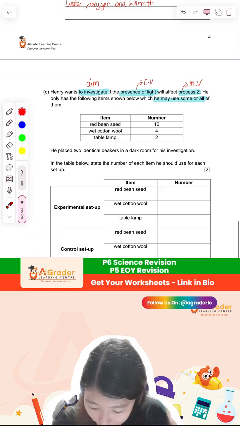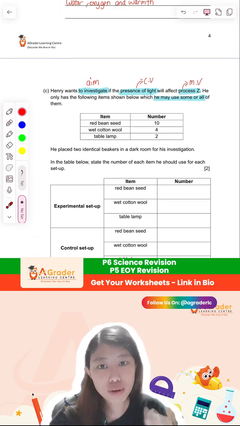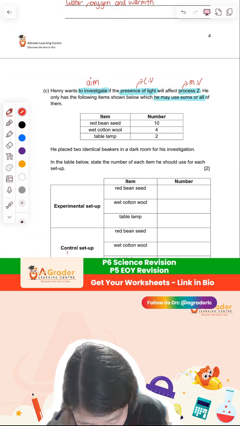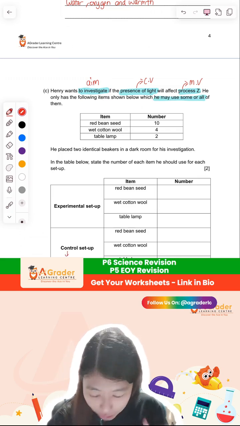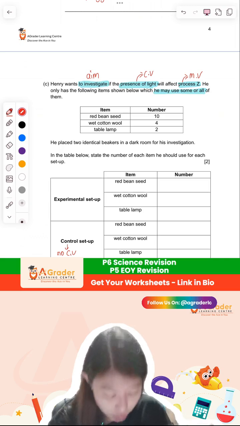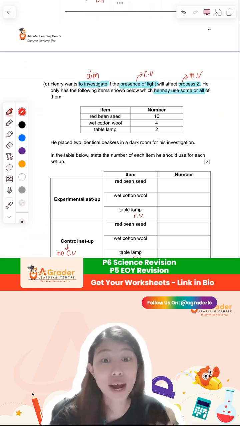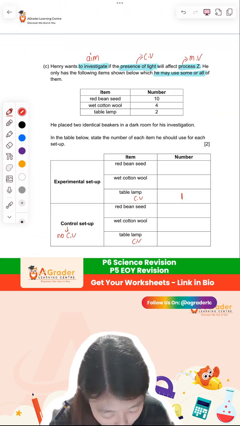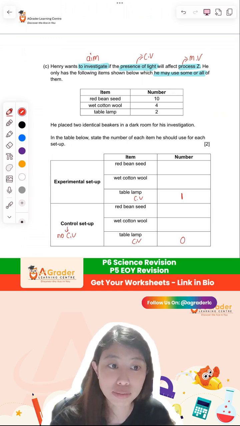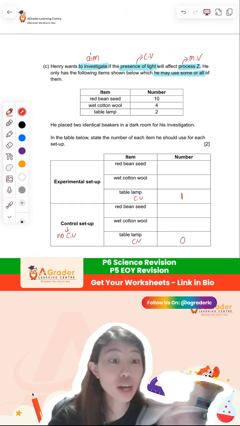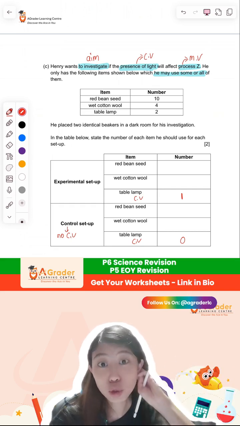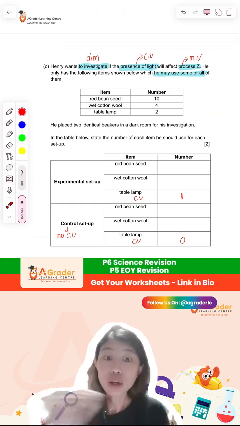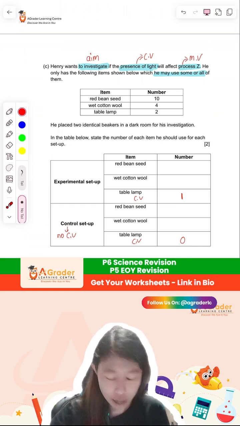Always remember your control setup should be the one that does not have your change variable. Let's do the table lamp first. Since my table lamp is my change variable, my table lamp is the one that provides light. So I would have one table lamp here and 0 table lamp in the control setup. You don't need to use all the table lamps. They purposely put 2 to confuse you all. Hopefully students put 1 over here and 1 over here. So one of it should not have any source of light.